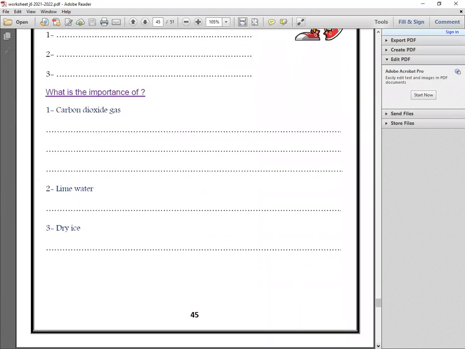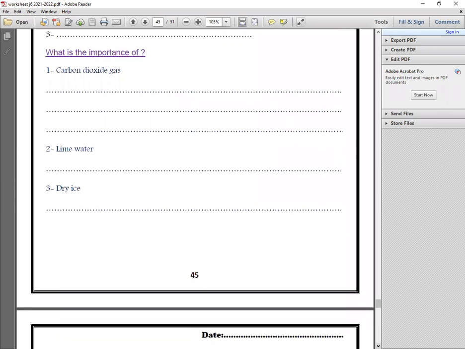The last questions. What is the importance of carbon dioxide gas? Here again, what are the uses of the carbon dioxide gas? Carbon dioxide gas is used in extinguishing fire, dry ice, soft drinks, bubbled bread, and the photosynthesis process.